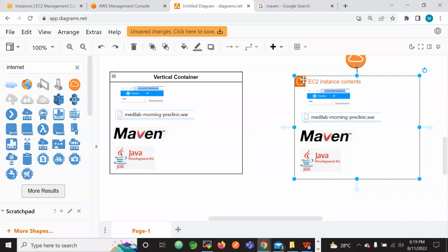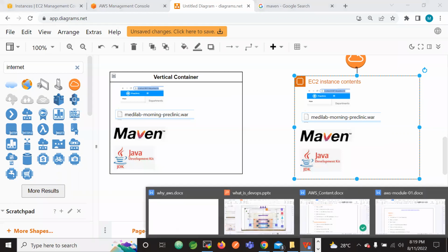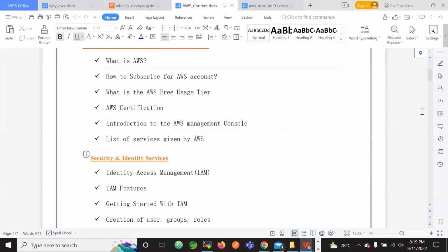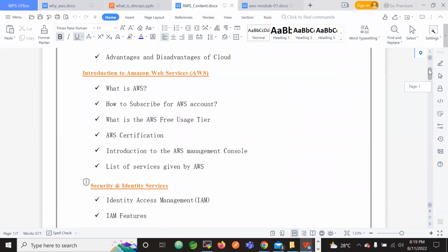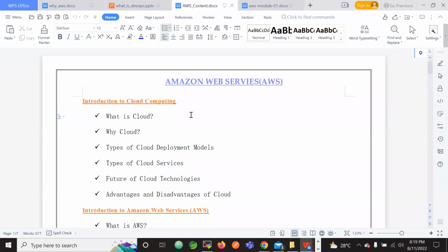So here, interesting. We need to know what? We need to know about cloud computing first. In order to understand the cloud, first we need to understand cloud computing. That is the reason if you go to the AWS content, module 1 is talking about what is cloud, because understanding of the cloud is very, very important.